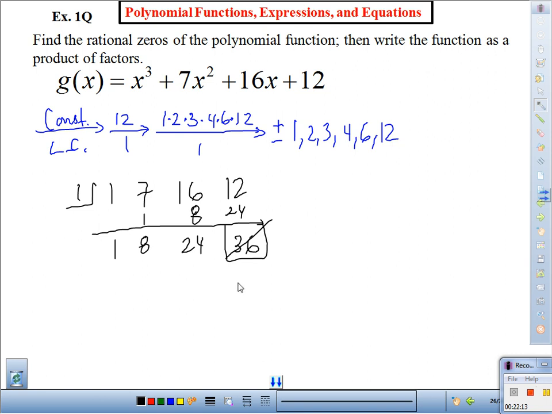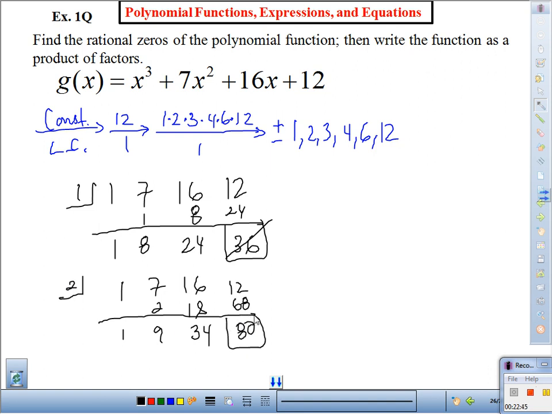Miguel, what do I do next? Use 2. 1, 7, 16, and 12. Miguel said to use 2. Bring down the 1, and let's get started. What is 2 times 1? 2, combine, 9. 2 times 9, 18, combine, 34. 2 times 34, 68, combine, that's 80. Is that a 0? No.